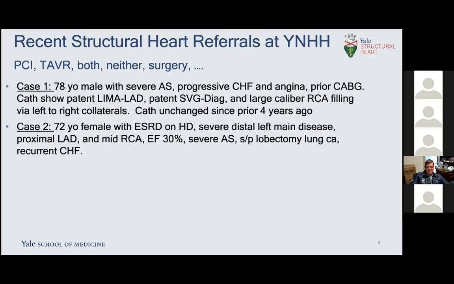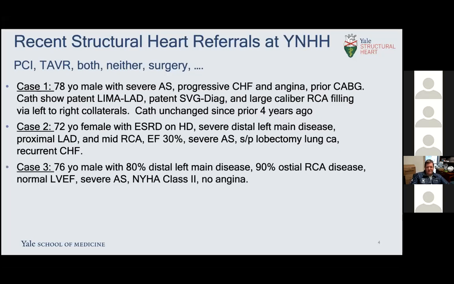Case 2 is a 72-year-old female with end-stage renal disease on dialysis, severe distal left main disease, proximal LAD and mid-RCA disease, an EF of 30%, severe AS. She's had a lobectomy for lung cancer, and she's having recurrent heart failure.